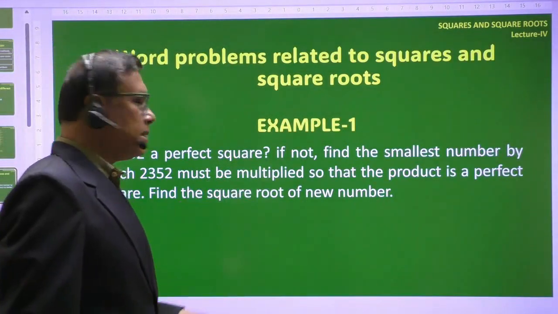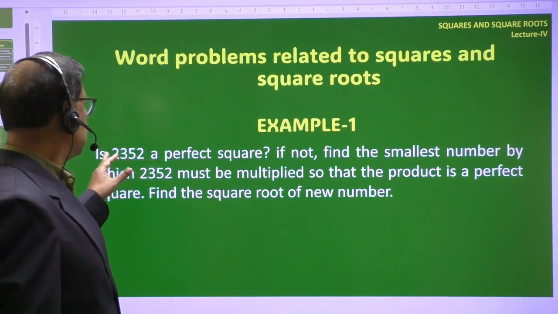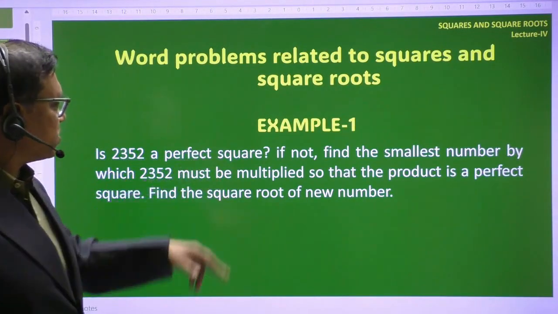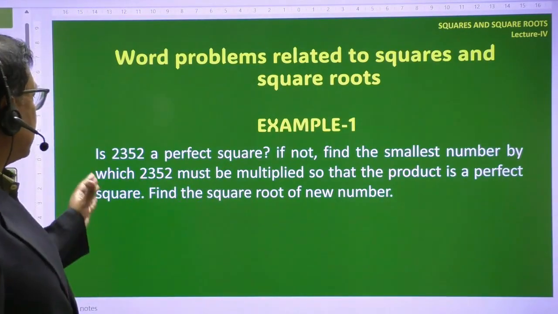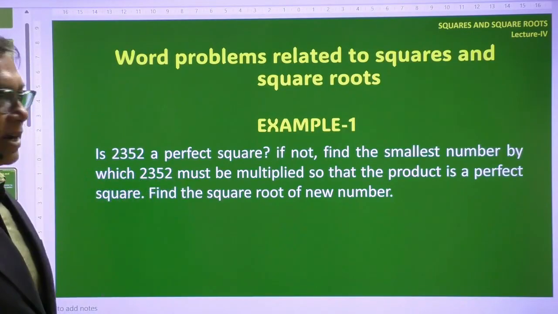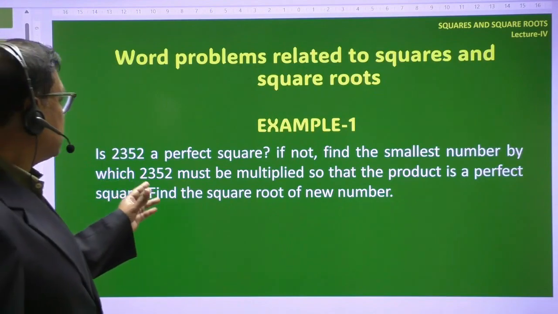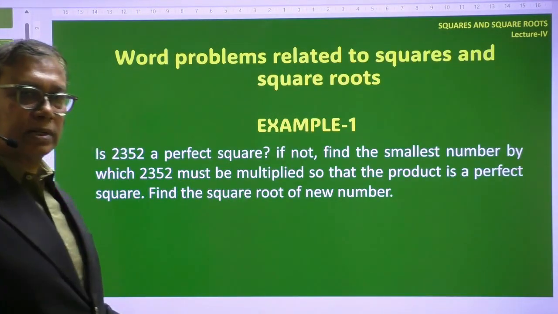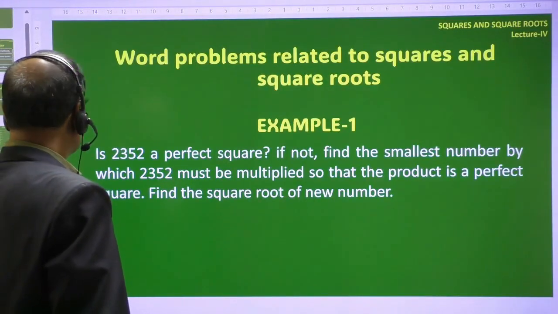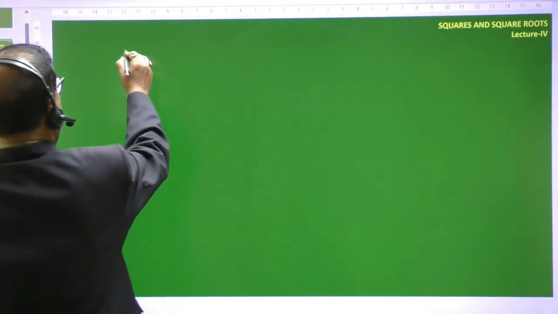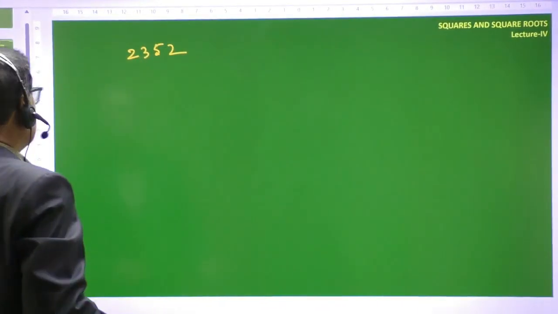The first example: is 2352 a perfect square? If not, find the smallest number by which this number must be multiplied so that the product is a perfect square, and also find the square root of the new number. That means first we have to check whether this number is a perfect square or not. How can you check?